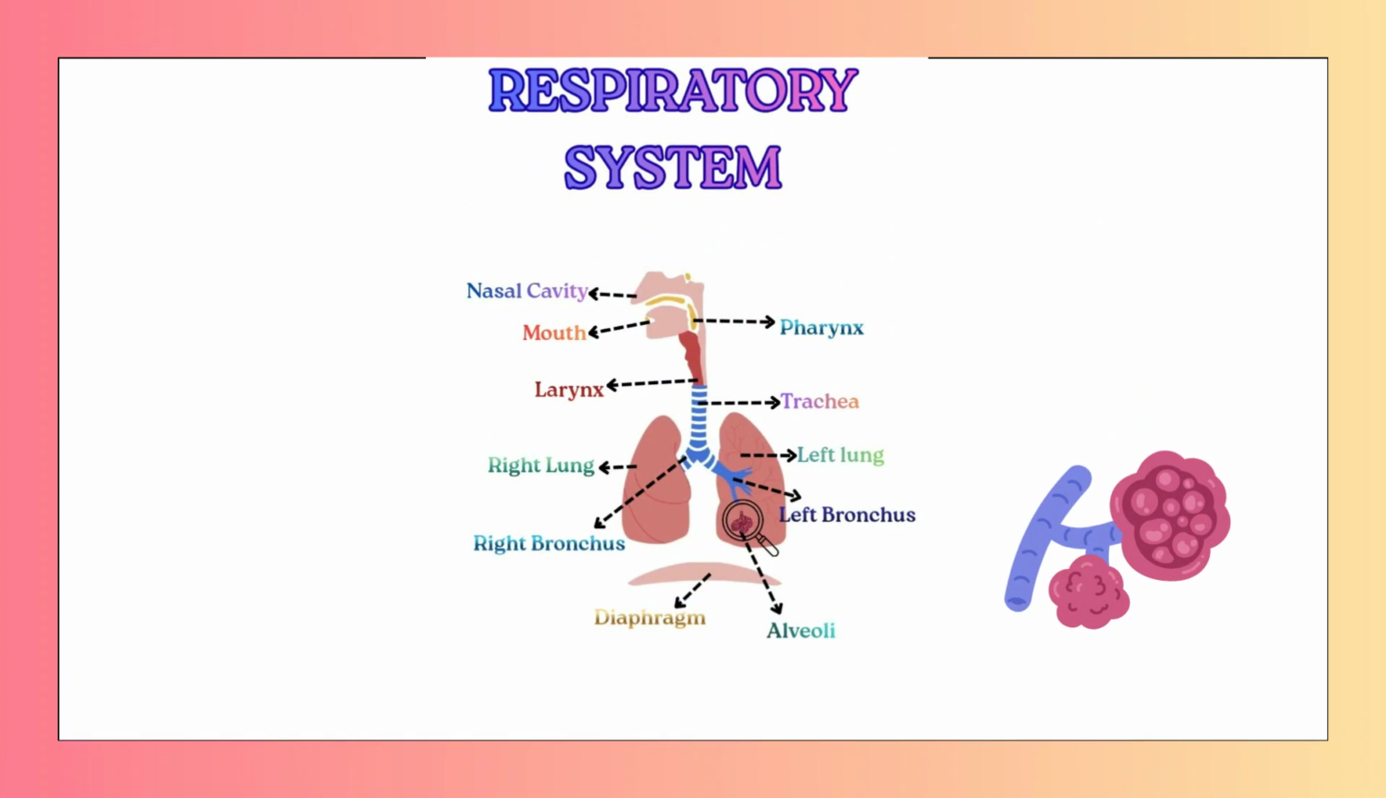Then comes the larynx. Next, we see the trachea. The trachea divides into the right bronchus and left bronchus. Inside the lungs are smaller branches called bronchioles. At the ends are tiny air sacs called alveoli. We also label the right lung and left lung. At the bottom, we have the diaphragm.